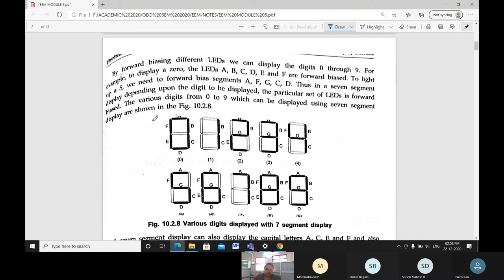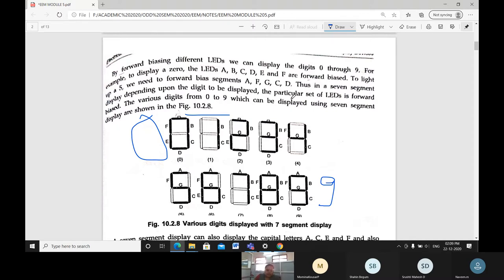Here by using our LEDs, we displayed from 0 to 9. If I want to display my 0 value, all the LEDs should glow: A, B, C, D, E, F. If I want 1 to be displayed, B, C should glow. Like this, from 0 to 9 I can display my characters.